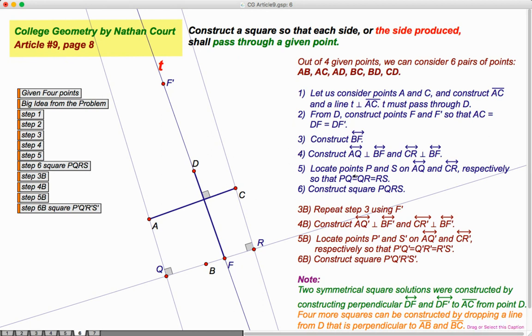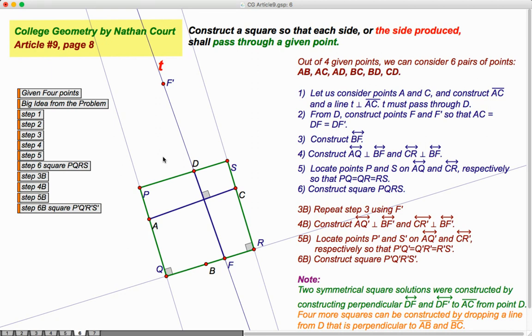So that is now locate point P and point S on AQ and CR respectively so that PQ equals QR equals RS. That is step number 5. And that's what it is. Now I'm able to locate 4 points P, Q, R, S, and all I need to do is to construct them. And that's what it is.